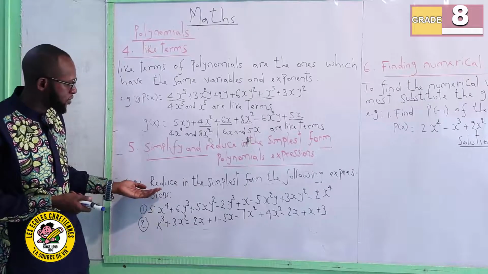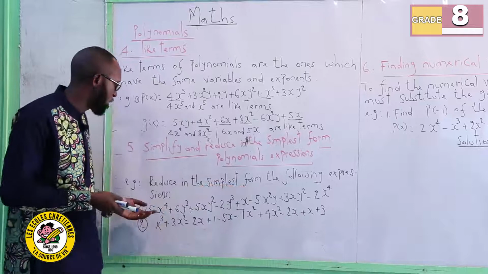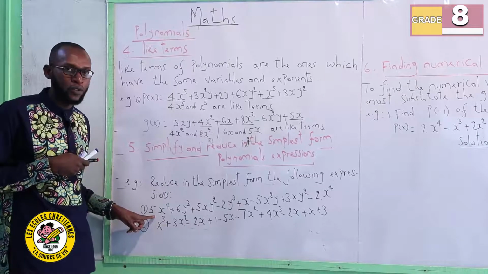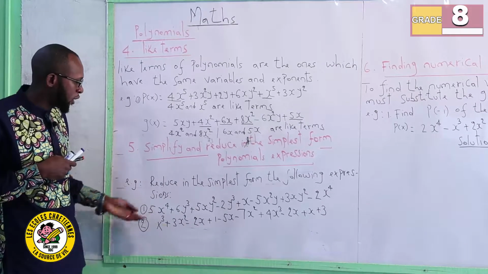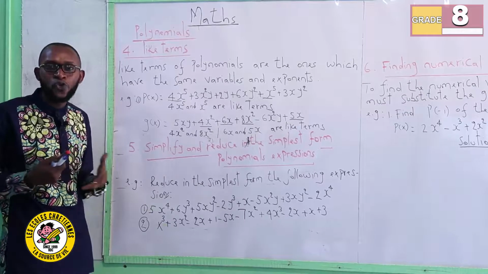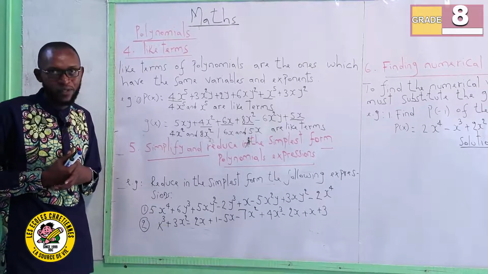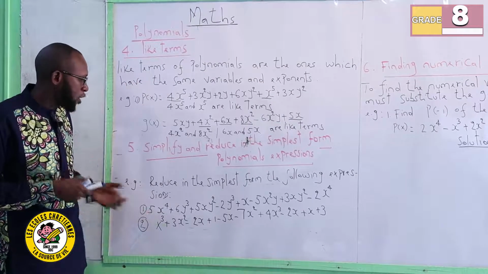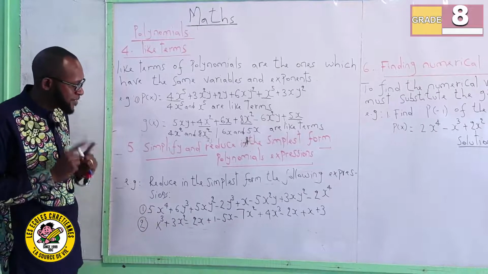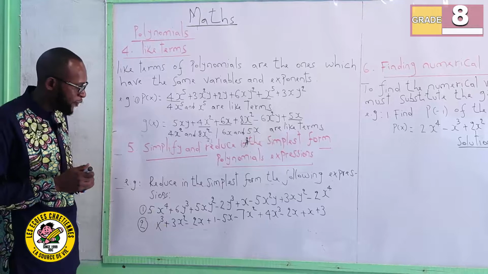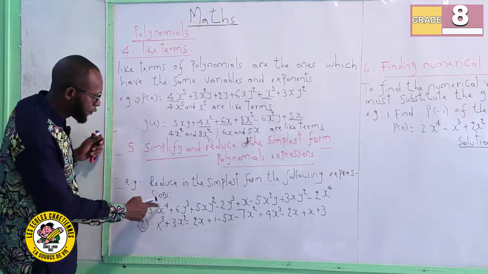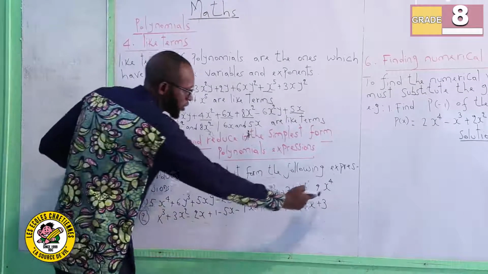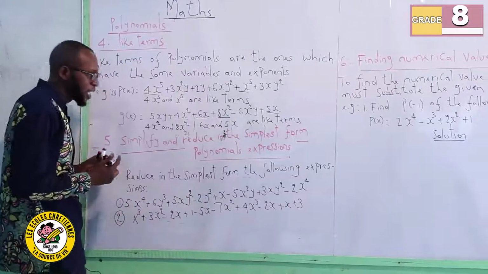So here I have an example: reduce to the simplest form the following expressions. I'm going to work number 1, and number 2 you will work on. You understand? Okay, now if they want you to simplify, it means you have to collect together like terms. That's why I wanted you to understand what like terms are. We need the same variables and the same exponent. If I have x on the 4th power, do you have x on the 4th power? Yeah, very good. So we can collect them.